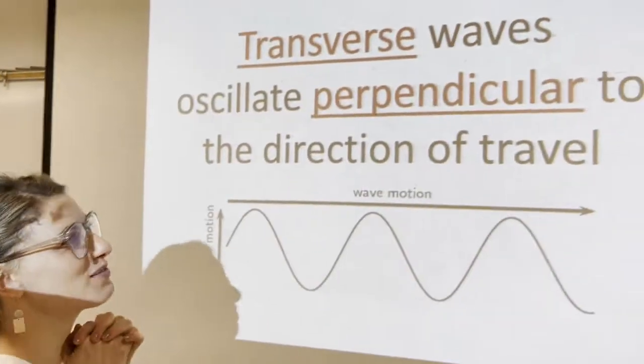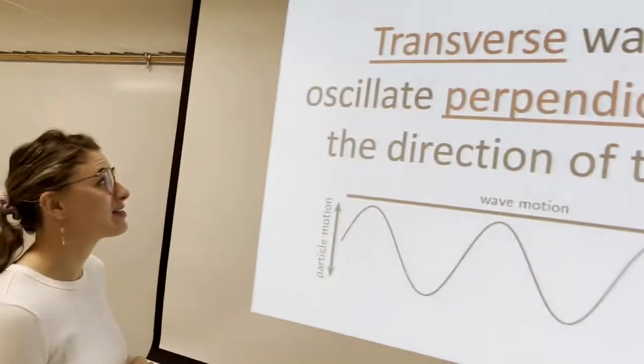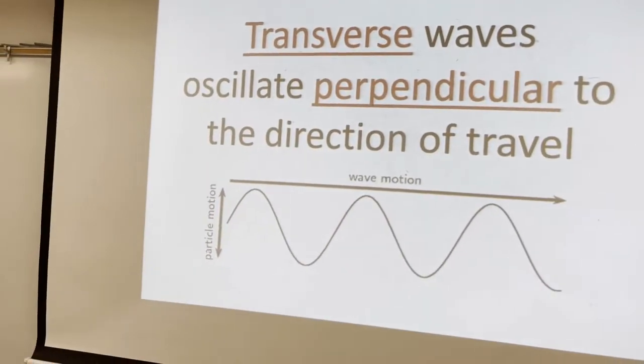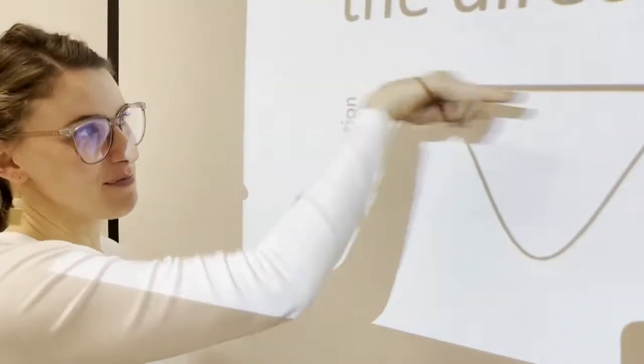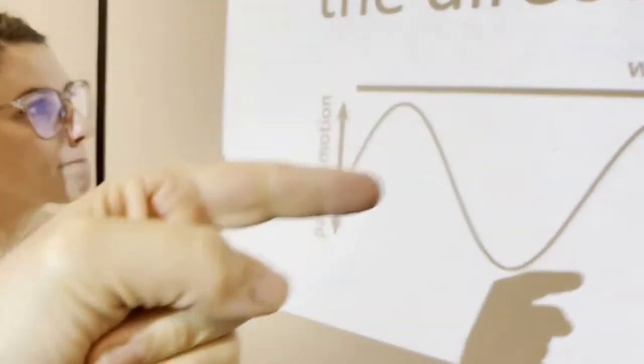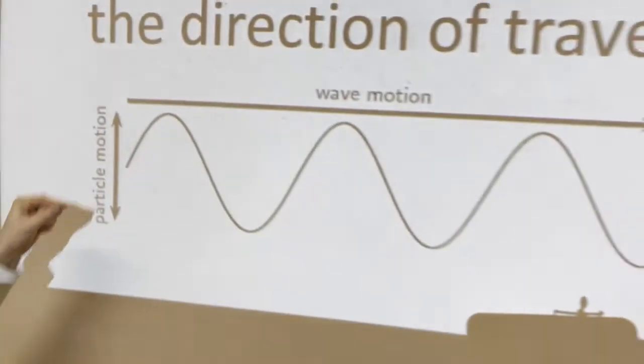Let's talk about waves some more. Transverse waves oscillate perpendicular to the direction of travel. They are going this way. Wave motion is going that way. You move your hand up and down and the wave goes that way.